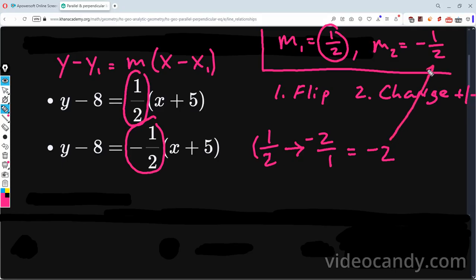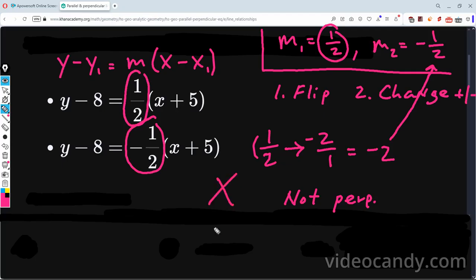Does that match the other slope? No, it does not. They are not negative reciprocals of each other, so they are not perpendicular. However, the slopes are different, 1/2 and negative 1/2. The slopes are different, so they're not parallel.